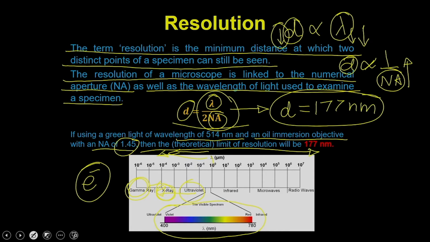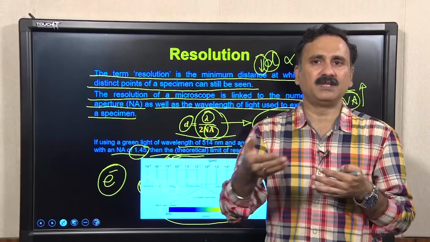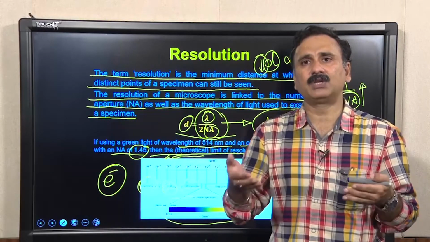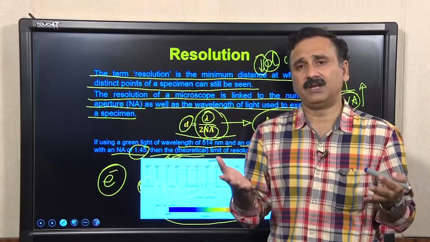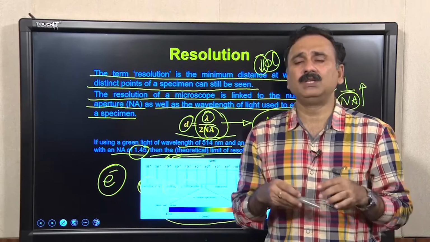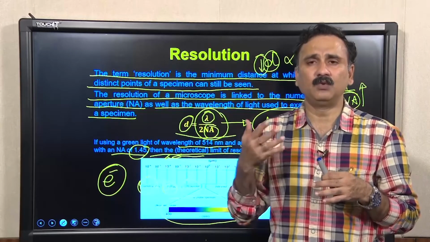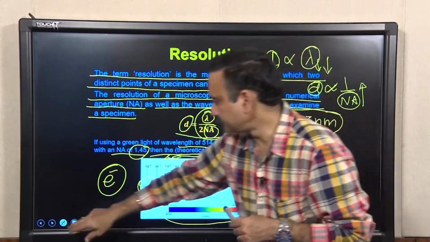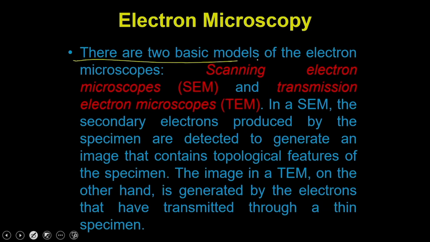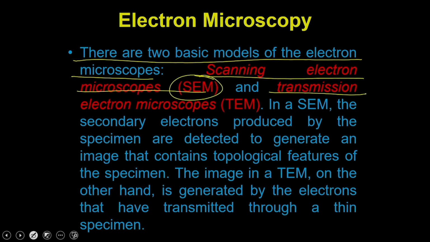Electron microscopes use the electron as a source to illuminate the objects, and these electrons interact with the matter present within the cell, and that is how they give you the image of that particular sample. There are two ways in which you can process the sample, and that is how you get two different types of electron microscopy. There are two basic modes of electron microscopes. One is called the scanning electron microscope, or SEM, and the other is called the transmission electron microscope, or TEM.